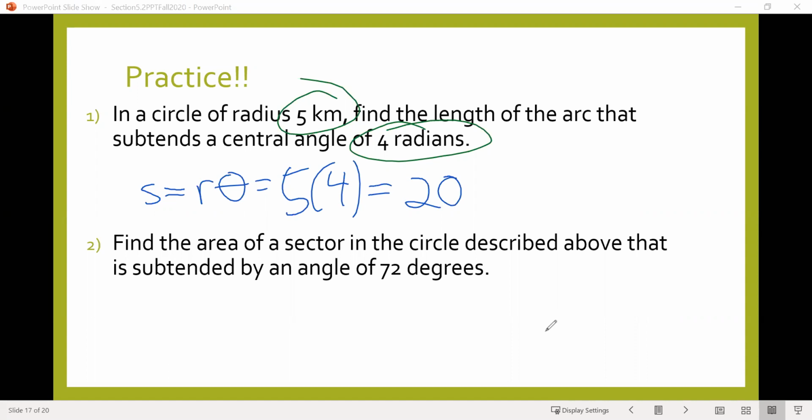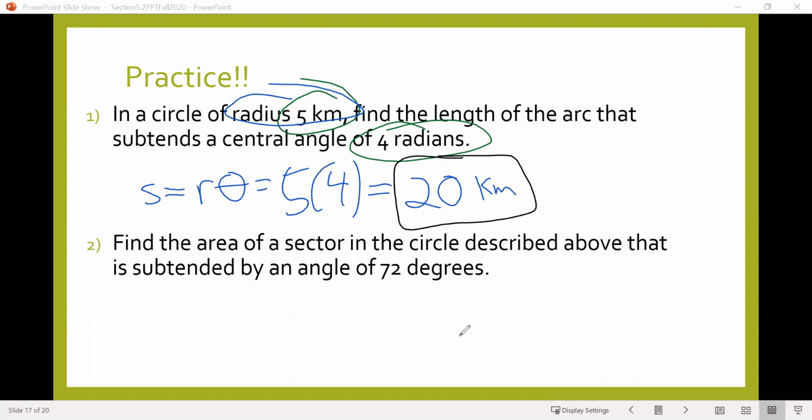And because we're given some units here, we better use them. Notice that the length of the radius was 5 kilometers. Since arc length measures length, we'll call the units here just kilometers. So 20 kilometers.